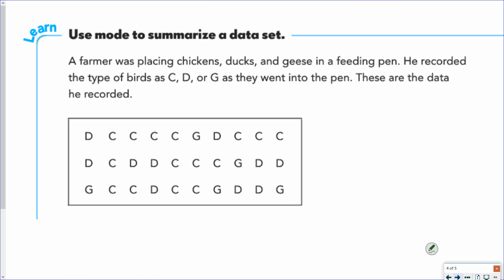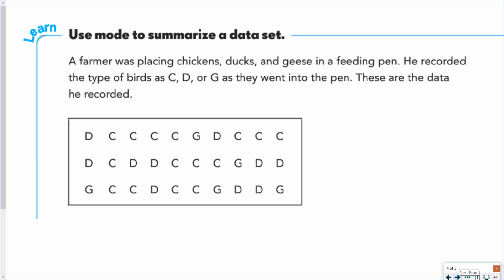Okay. So you can do a mode even if you don't have numbers. Now you can't do a mean, you can't do a median because you're not sure what the order is, but you can do a mode. Okay, so we've got chickens. Farmer was placing chickens, ducks, and geese in a feeding pen. He recorded the type of birds as C, D, or G as they went to the pen. These are the data he recorded.